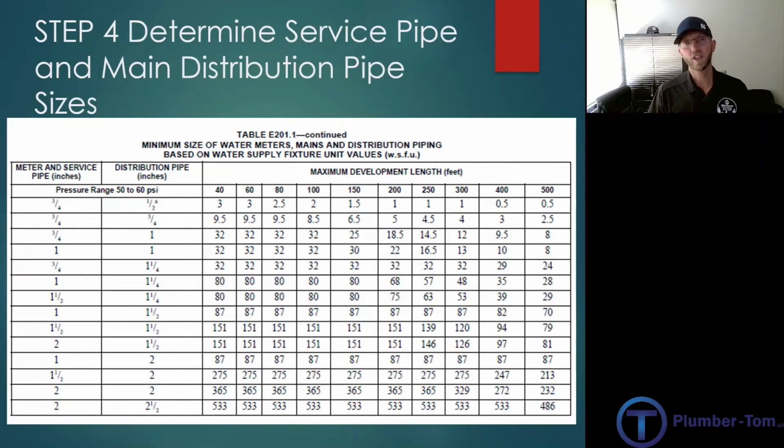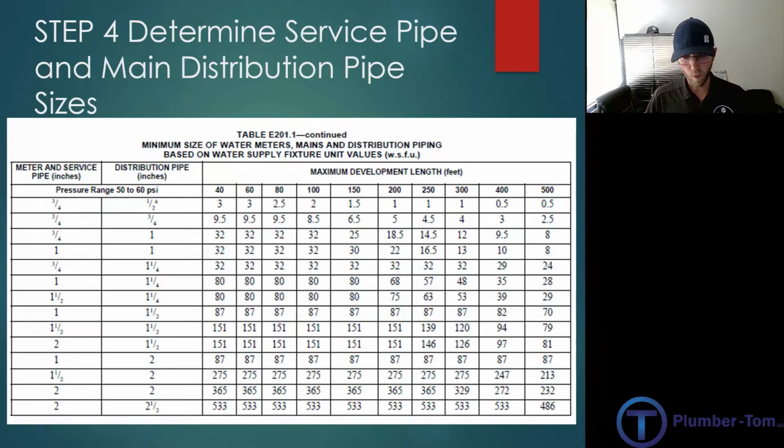In step 4, we're going to take the information we gathered in the previous steps, and we are going to determine the service pipe and the main distribution pipe sizes. The service pipe is that pipe that brings water into the building, and the main distribution pipe is the large pipe that's going to go throughout the building. It's going to branch off to water heater and to other things. It's the big one.